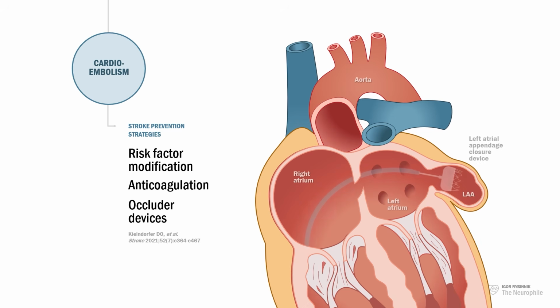A device can be placed by endovascular means into the left atrial appendage, where clots often form with atrial fibrillation. By blocking this area from circulation, the risk of embolism is reduced. For certain patients with a patent foramen ovale that caused a stroke, a different occluder device can be used to seal the hole and lower the risk of future emboli.